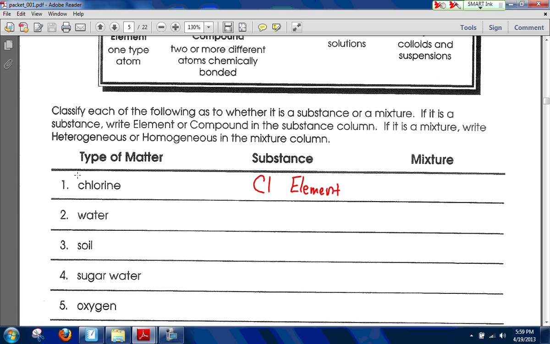Okay? The next one is water. Now, water, we have to think, is it a substance or a mixture? I can write the formula for water. Formula for water is H2O. Now, this is more than one type of atom, so that means it has to be a compound.